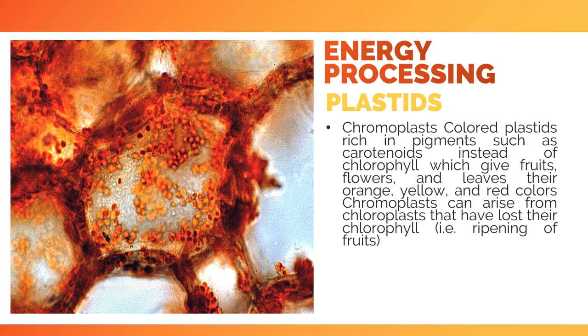Next one is we have what we call chromoplasts. These are colored plastids rich in pigments such as carotenoids instead of chlorophyll, which give fruits, flowers, and leaves their orange, yellow, and red colors. Chromoplasts can arise from chloroplasts that have lost their chlorophyll, such as the ripening of fruits.